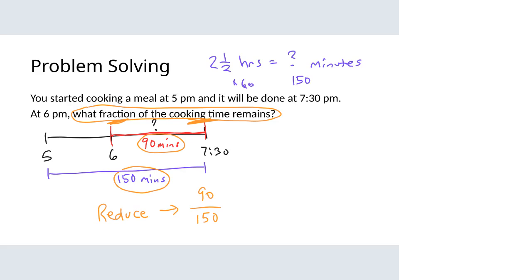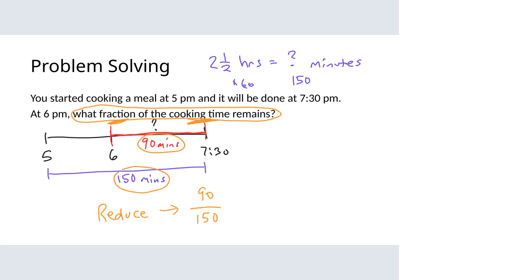So you read this question and it feels kind of strange, and I'm not really sure I understand what's happening here. What we want to do is come up with a fraction that says how much cooking time is left. And there's 150 minutes total. There's 90 minutes that remain. So we just need to reduce that fraction.